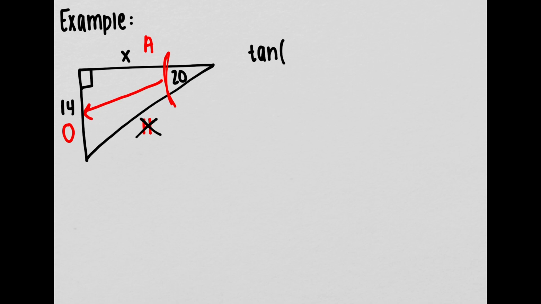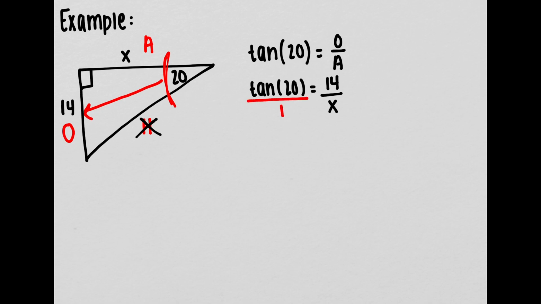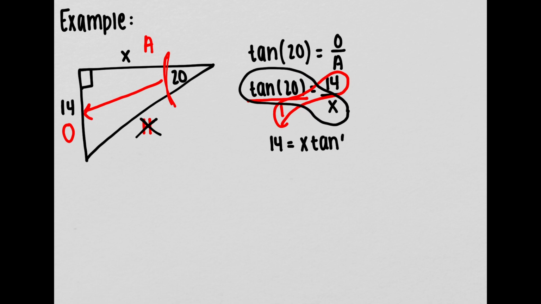So to start setting it up, I have tangent of my angle, which is 20, is equal to opposite over adjacent. I bring that tangent of 20 down. We didn't do anything with it yet. My opposite side here in this picture is 14 over my adjacent side is x. I turn the left side into over 1 so I can have a proportion and start solving. So 14 times 1 is 14, and that's equal to, remember, we just put x in front of the trig ratio. So x tangent of 20.